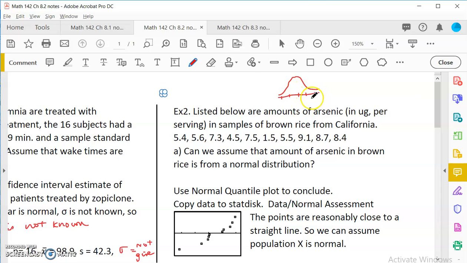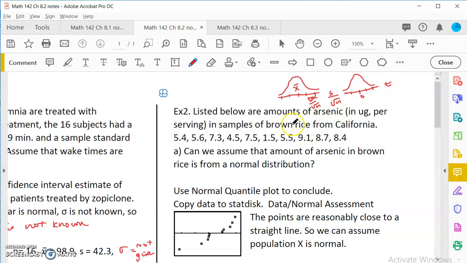Because each tick mark is sigma over square root n, we base it on z to find the number of tick marks. But if sigma is not given, each tick mark is now s over square root n, and these tick marks are now modeled by t instead of z. So this is x bar, and each tick mark is 0, 1, 2, 3, but this is a t number, not a z number.